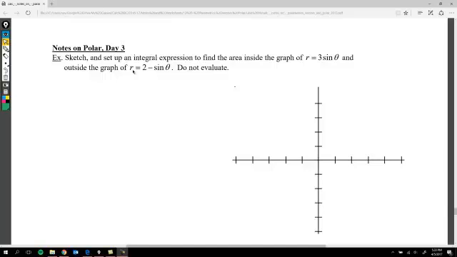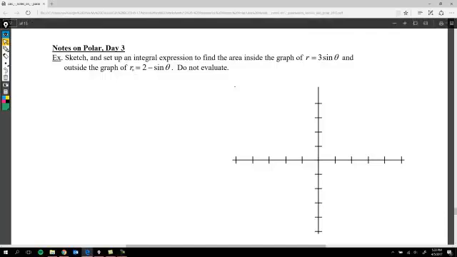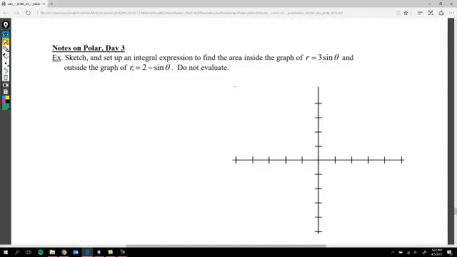Hi everyone, we are continuing with polar area, but we're moving on to finding the area between two polar graphs. All right, so the first problem we're given is r equals 3 sine of theta and r equals 2 minus sine of theta. So the first thing I would probably want to do is draw a picture.